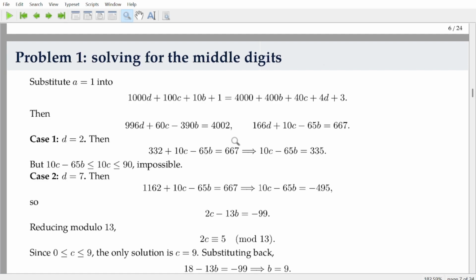And there are two cases that we can now split into. We know that d has to be 2 or 7, so we first of all assume that d is equal to 2. If d is equal to 2, then you get this thing here. We get 332 plus 10c minus 65b is 667, which rearranges to give that 10c minus 65b is 335. Okay?